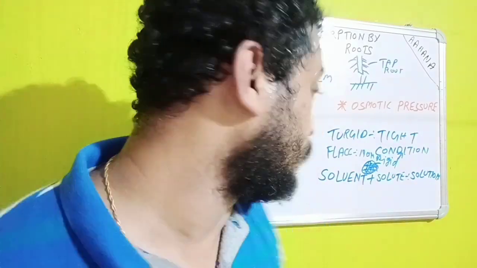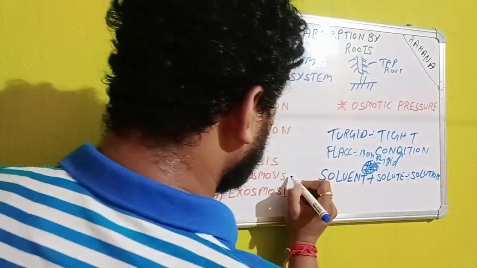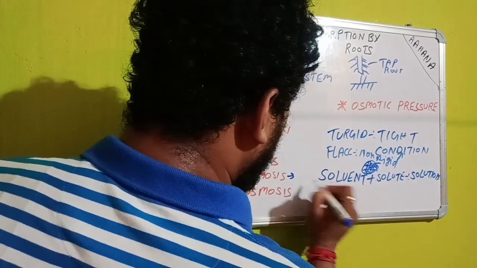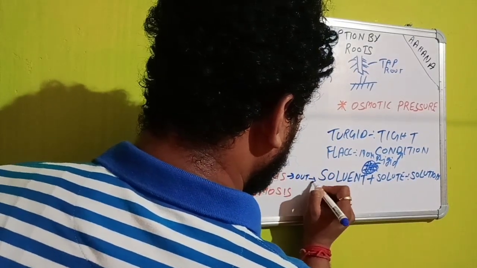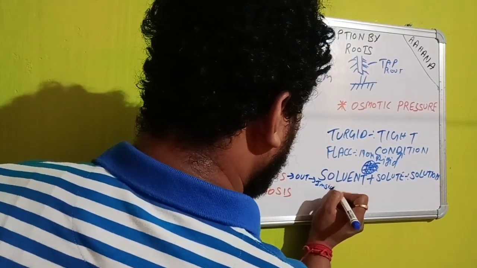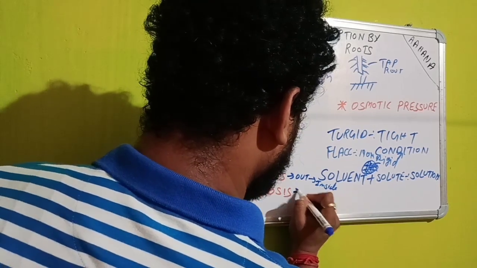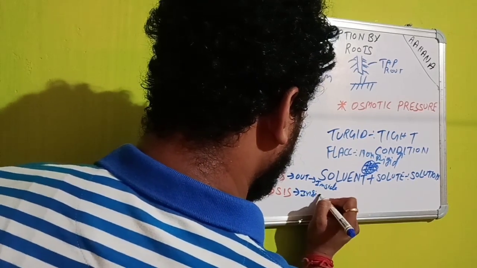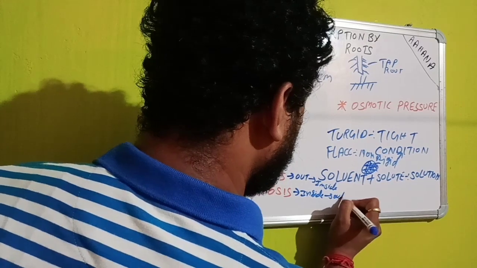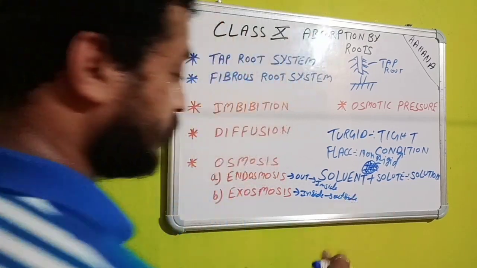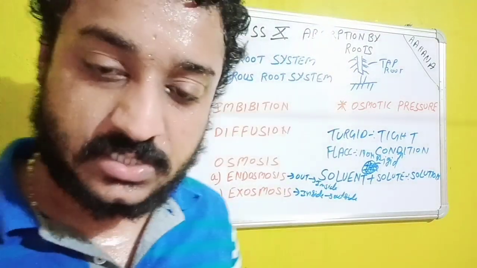That is exosmosis. So here we can write: endosmosis, outside to inside. Exosmosis, inside to outside. Exosmosis means going out, endosmosis means coming in.